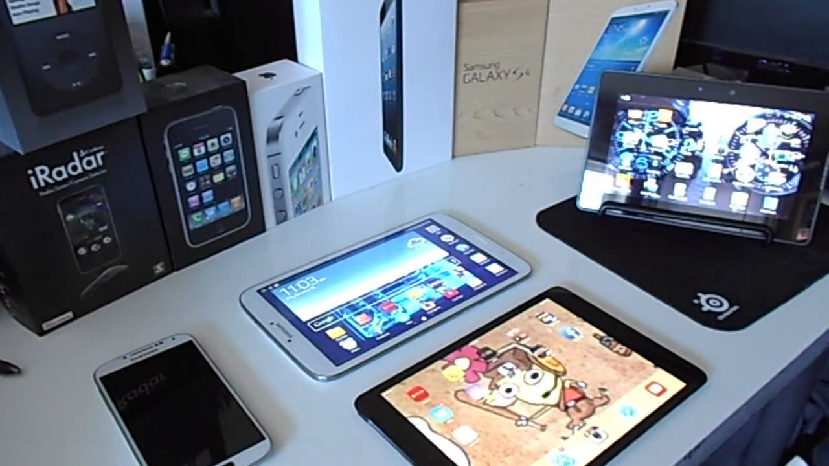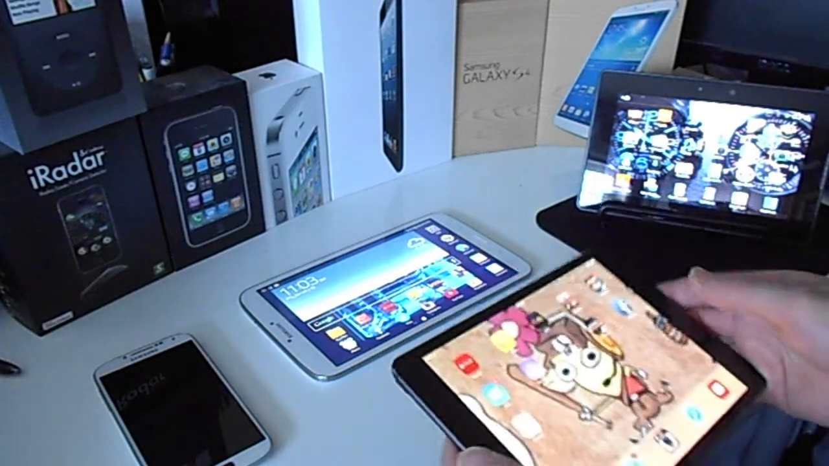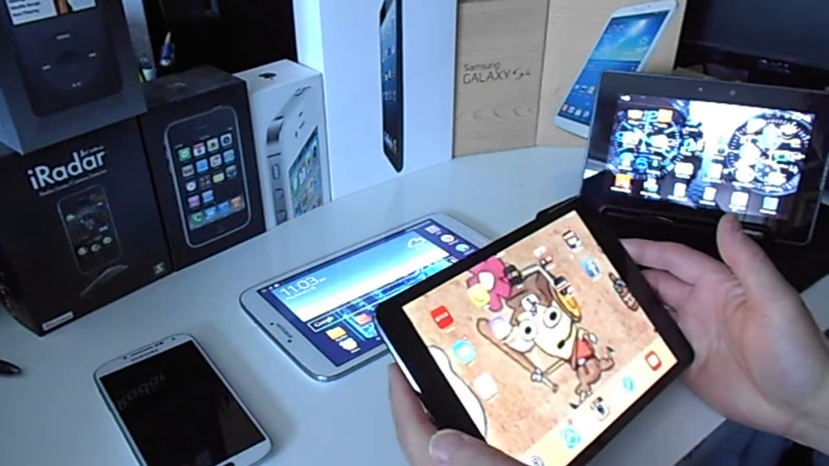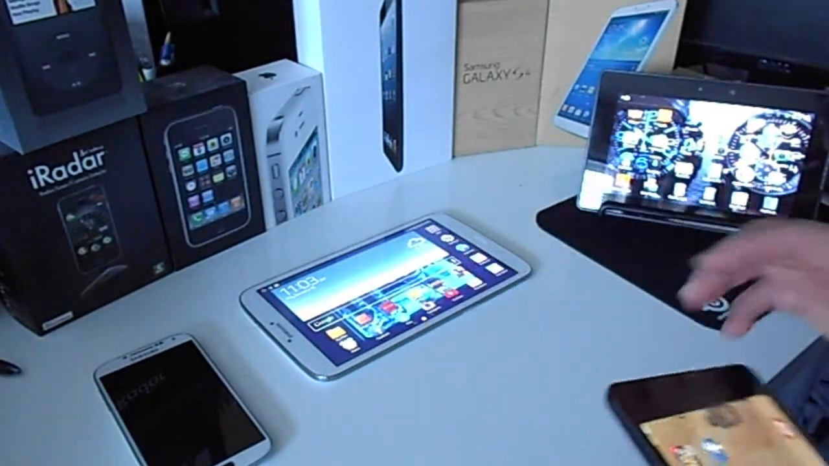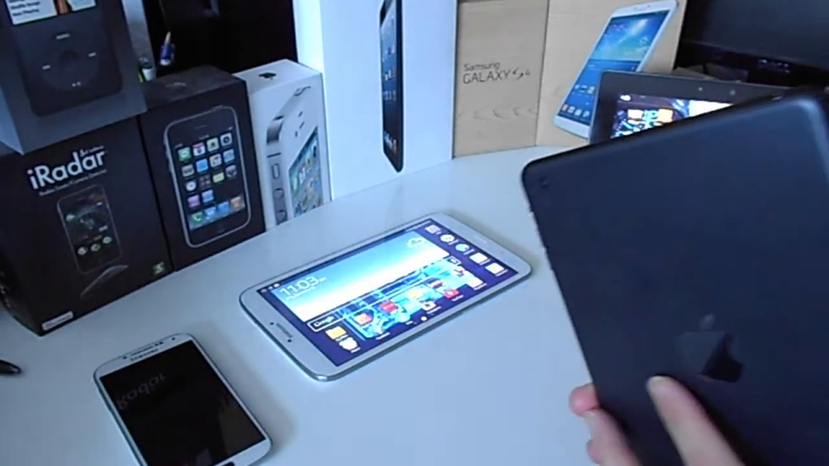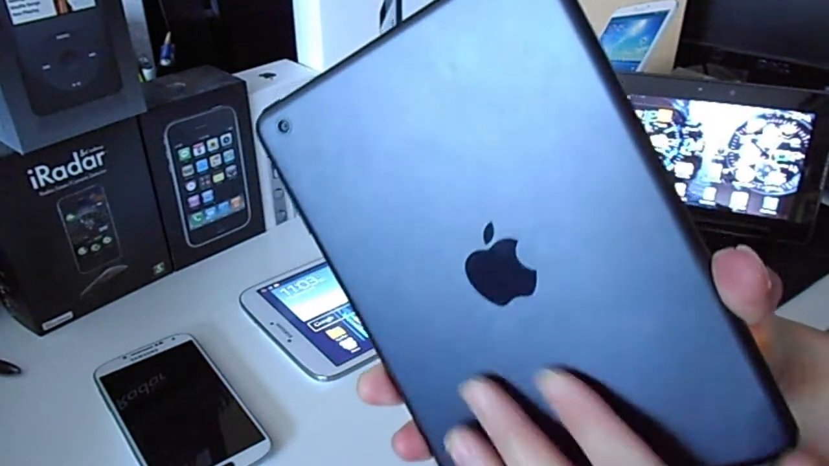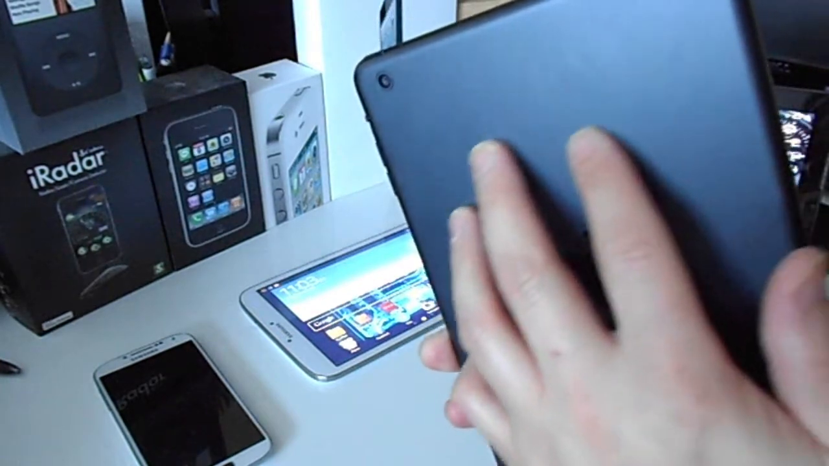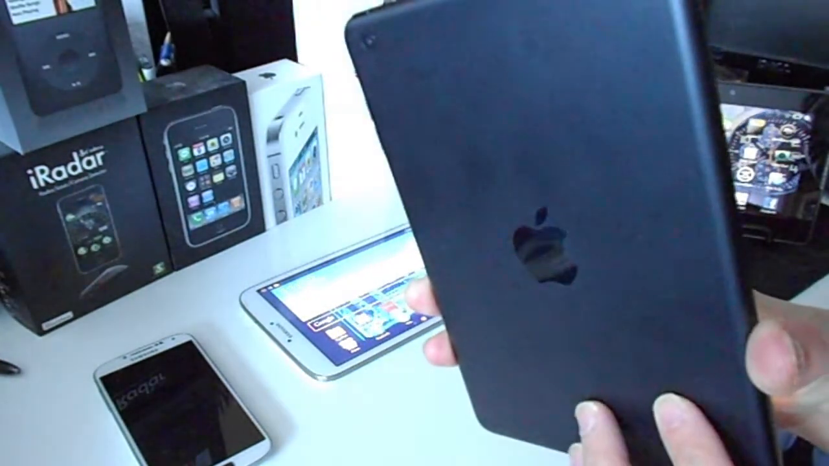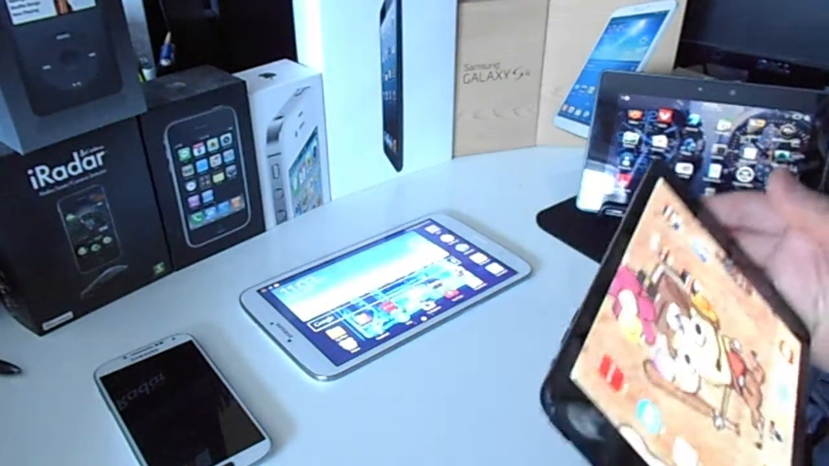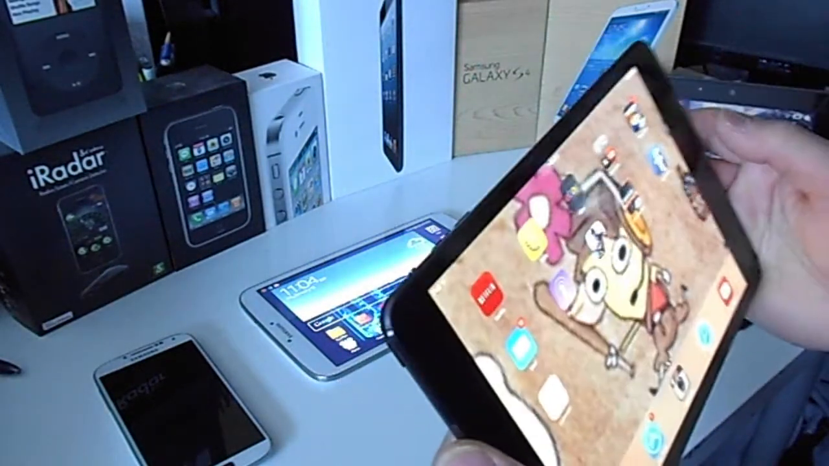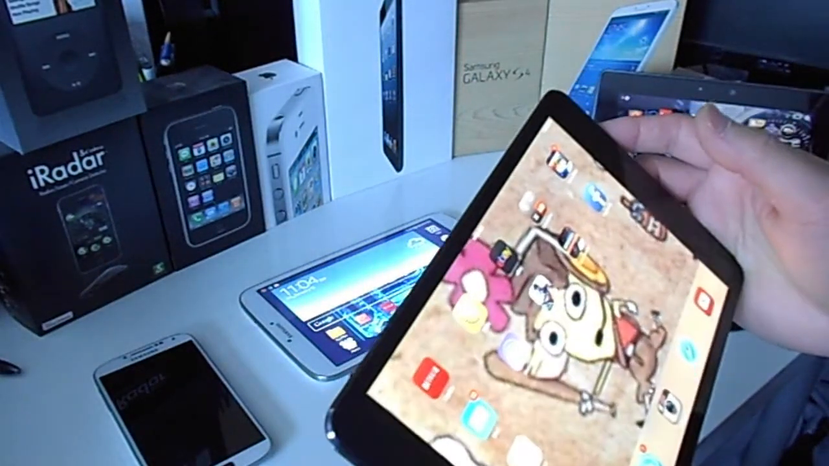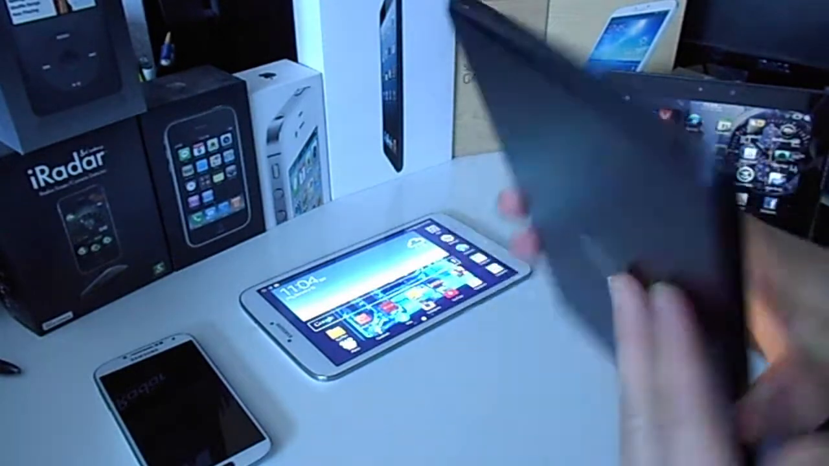The next thing I want to talk about is the overall feel of both tablets. Now, for the iPad, Apple is notorious for excellent build quality. The backing here is brushed aluminum. I believe this is called the space gray color. When you feel it, it just feels very robust. It feels very good in terms of build quality.